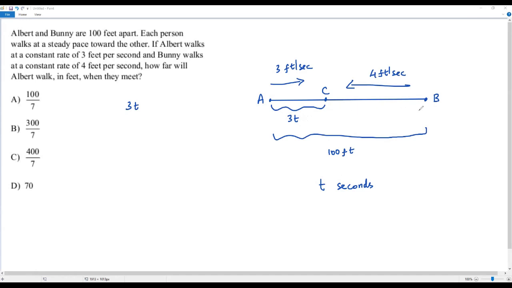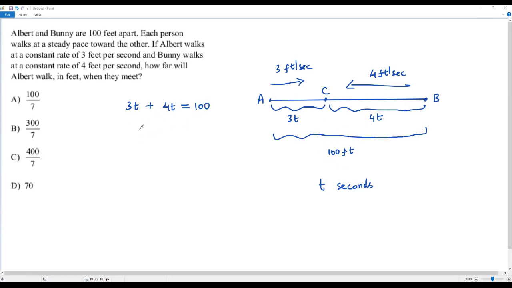Now let's calculate the distance from Bunny's position to the meeting point. For that we use the same formula: we multiply the speed, 4 feet per second, by the time taken by Bunny, that is t seconds. So 4 times t is 4t. This distance is 4t, the distance from B to C. When we add 3t and 4t, that is equal to the total distance from A to B, that is 100 feet. So it is equal to 100.